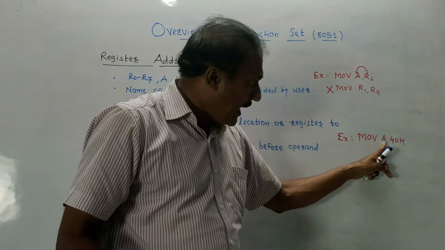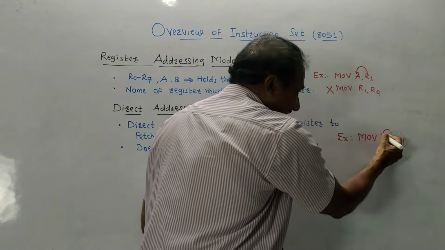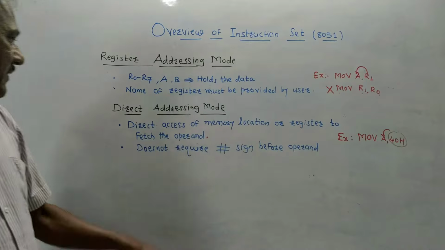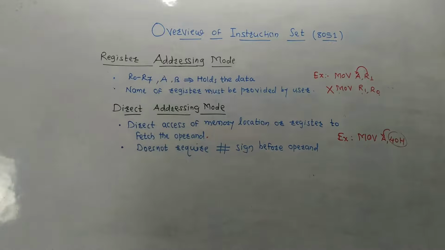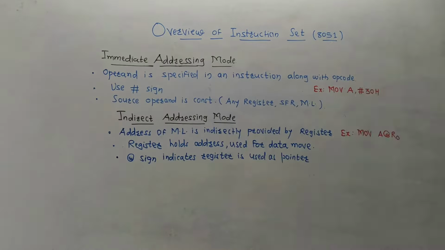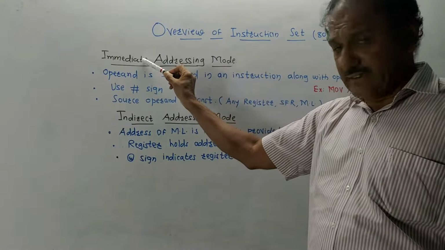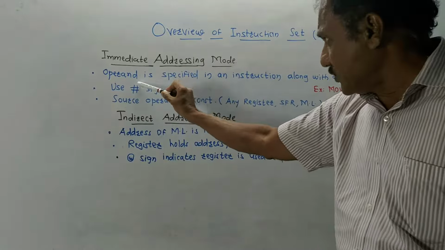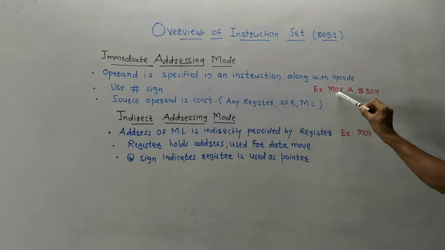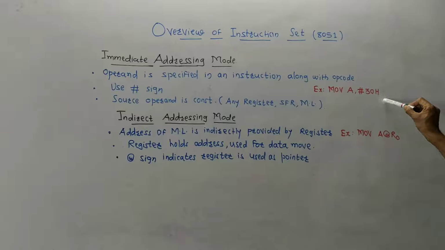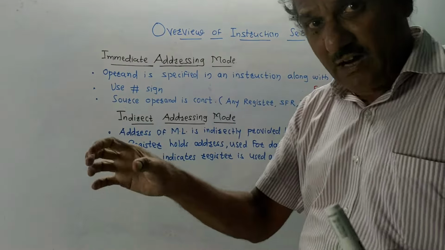For example, MOV A, 40H hexadecimal. So from this address, the data is directly copied to the accumulator A. It does not require hash sign before the operand because hash sign indicates the data, so it is not at all required. The next type is immediate addressing mode. As the name indicates, it is immediate action. So in this case, operand is specified in an instruction along with the opcode. For example, MOV A, #30H means we'll have to copy 30H. 30H is the data which is to be operated.